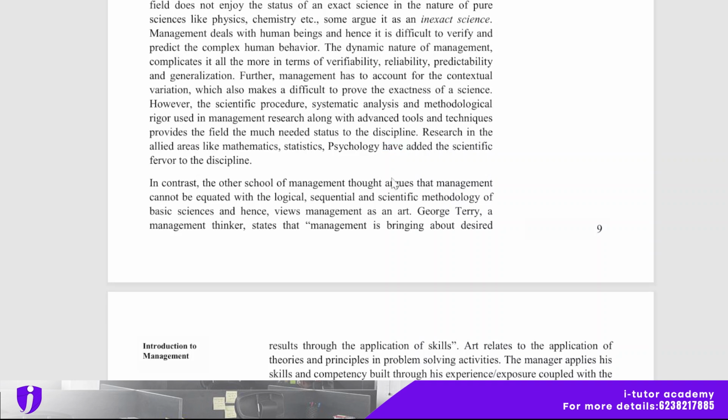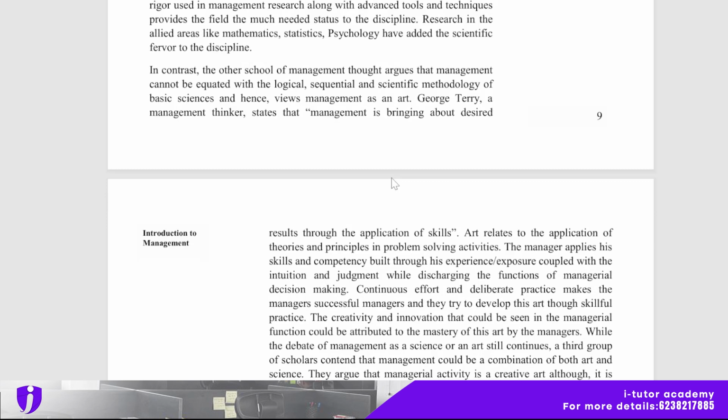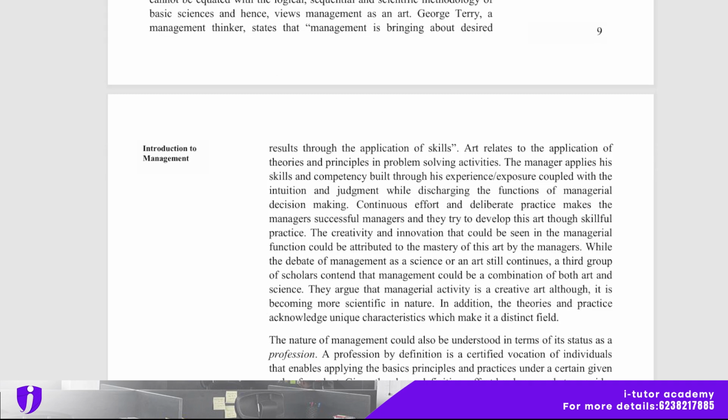In contrast, the other school of management thought argues that management cannot be equated with the logical, sequential, and scientific methodology of basic science and hence views management as an art. George Terry, a management thinker, states that management is bringing about desired results through the application of skills. So it's based on skill. Okay, because a manager needs communication skills and managerial skills. So it is based on skill.